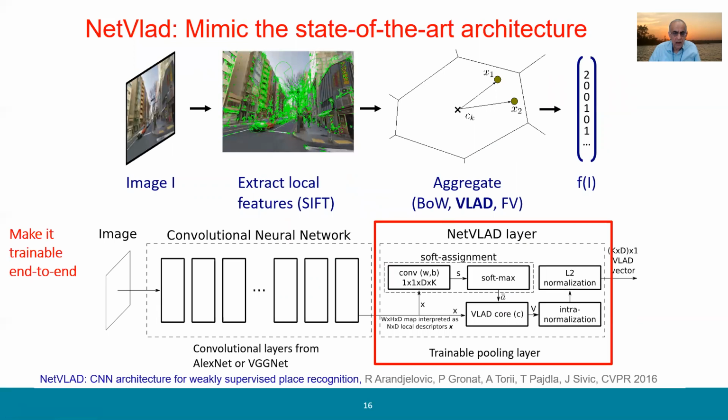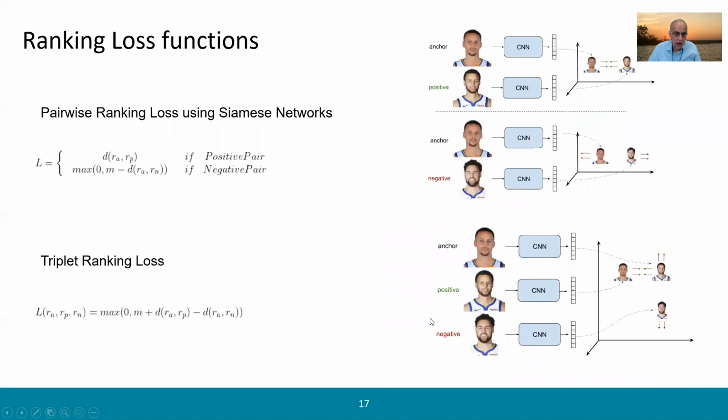And so in the NetVLAD, you're taking an image, you're running the convolutional neural network, and then you're doing the soft assignment of all these feature vectors to these different bins, and then using that to compute the softmax, and then using that to compute the VLAD error function. And then that gets normalized, and that's the NetVLAD vector, right? And this is what you search. And to train it, you give it a lot of positive and negative examples.